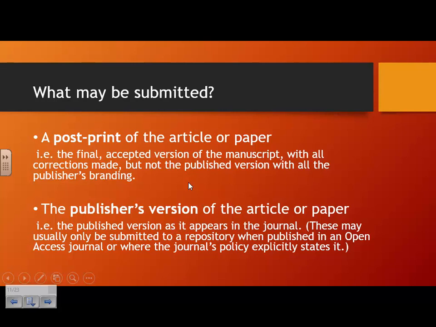What else may be submitted is, in some cases, the publisher's version, the published article as it appears in the journal. Once again, we have to look at what the journal policy says, if they allow it or not. Of course, in most cases, only open access journals actually allow us to put the final version in the repository. But the one thing that you don't have to worry about is that we will make sure that the correct version is placed on the repository. We will not take chances and put things up there which are not allowed, because we can get into a lot of trouble for that.